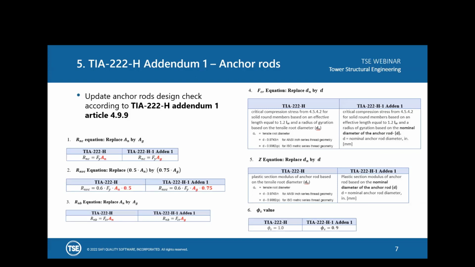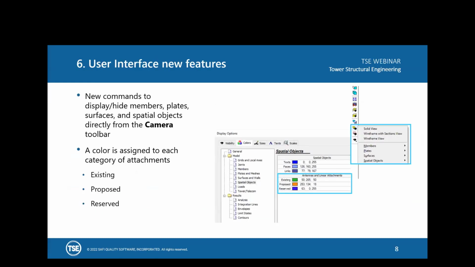Another update that we added to this version is related to the American Code for Telecommunication Towers, the TIA-222-H Addendum 1. So the major difference between Addendum 1 and the previous version is related to the anchor rod design check. So we updated the design check according to Addendum 1. So that's one of the new updates that we added to the latest version.